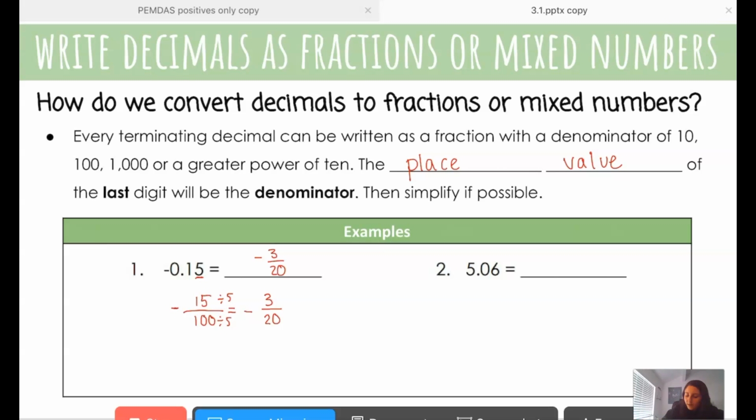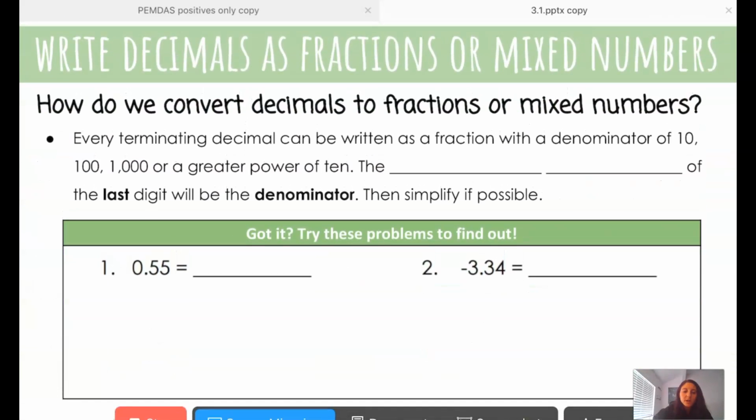Number 2, we have 5.06. 6, again, is in the hundredths place value. My whole number is 5, so I'm going to keep that as 5. And then I have 6 hundredths, so I'm going to put 6 over 100. And then I'm going to simplify as much as I can. So if I divide by 2, I get 3 over 50. So 5 and 3/50 is 5.06 as a mixed number.